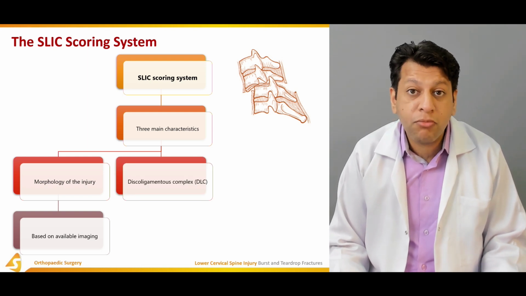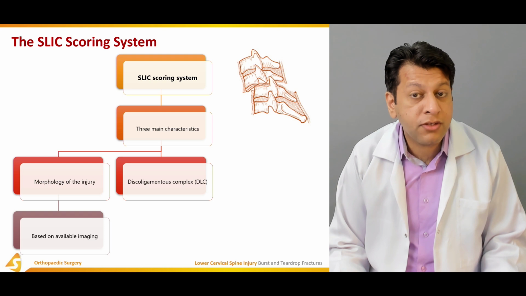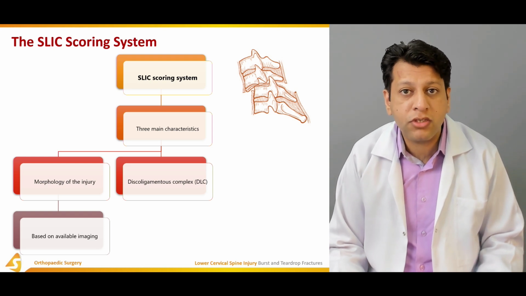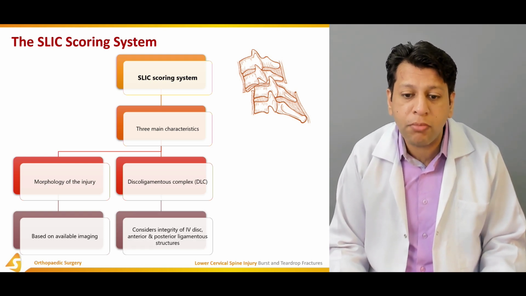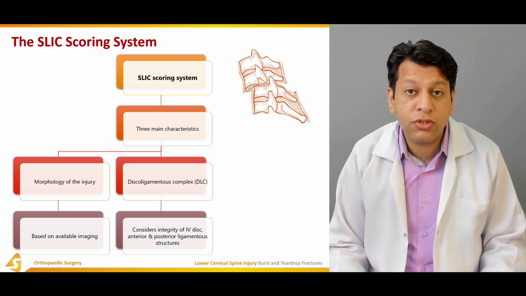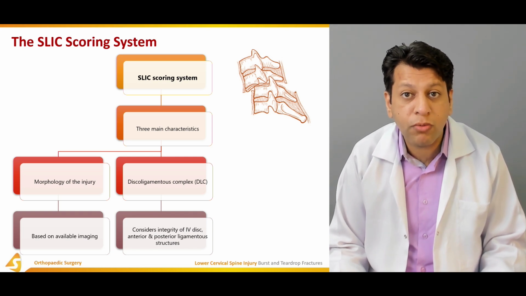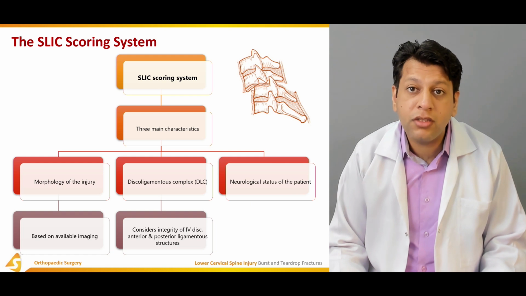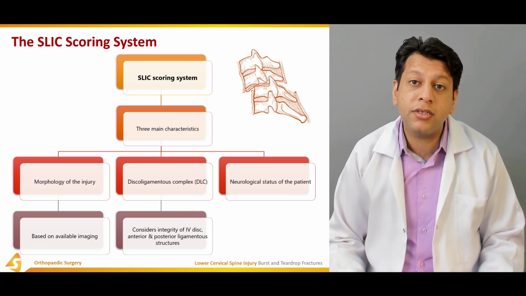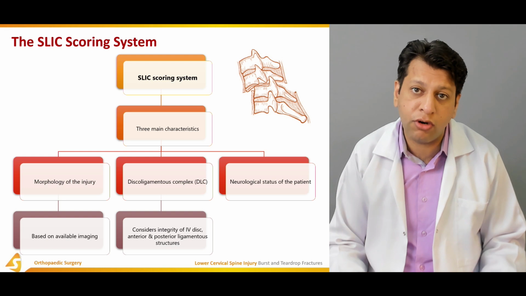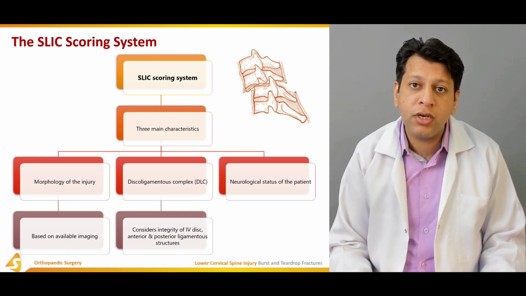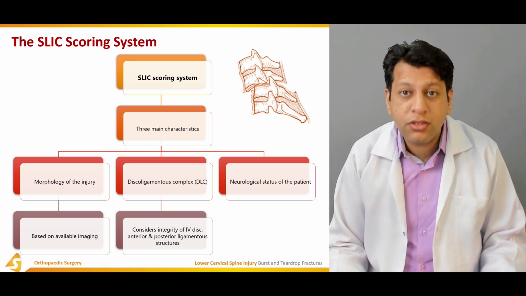Then the second most important is the discoligamentous complex. And when we talk about the discoligamentous complex, it is mainly the posterior ligamentous complex which needs to be considered, because that provides the main stability to the vertebra. And then thirdly, the neurological status, whether the patient has a neurological compromise or not. Neurological compromise is an absolute indication for surgical fixation.